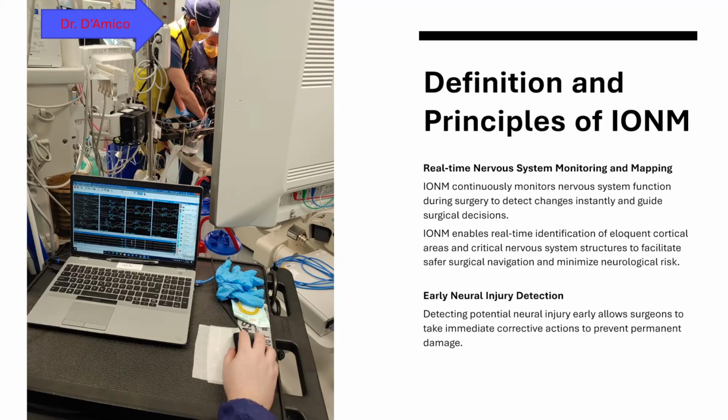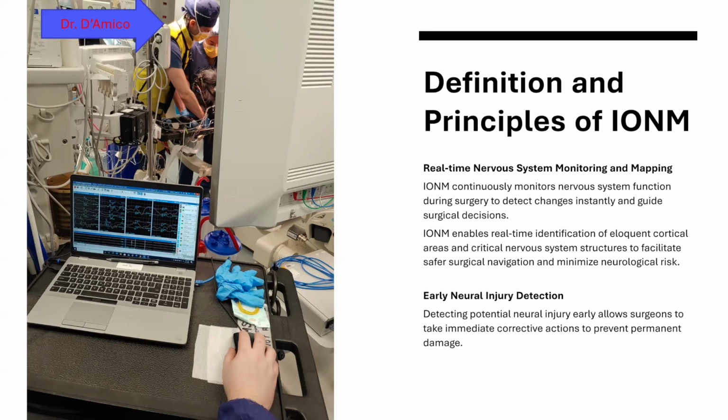So the role of neuromonitoring is to continuously monitor the function of the nervous system while a patient is under anesthesia. The surgeon can see the anatomy, they can see what they're looking at. My role is to be able to tell them how the nervous system is functioning under stress.